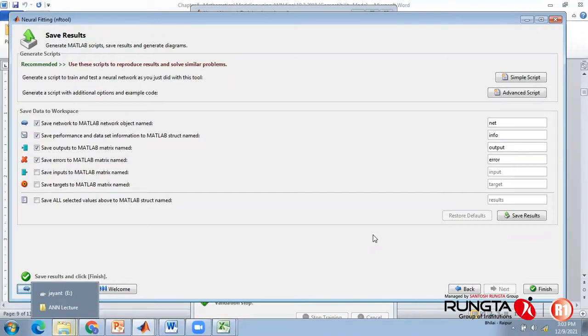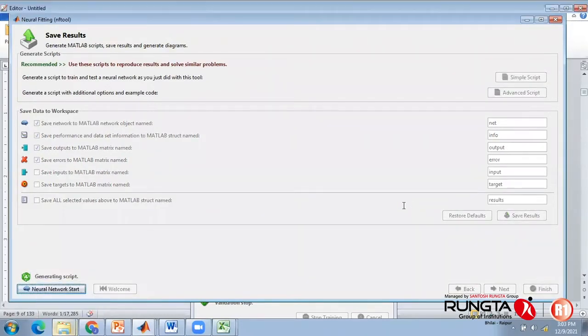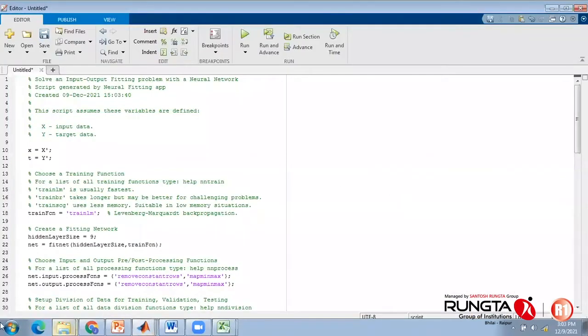Whatever we have done, as I already told you, there are two different ways to deal with this particular process. One is by command line. Command line means you can have a MATLAB code and train the neural network, or you can use the GUI. Suppose even by using the GUI, for the thesis or for report writing, I need the MATLAB code. So on this console, you can get it. Just click on the advanced script and your MATLAB code is ready over here.